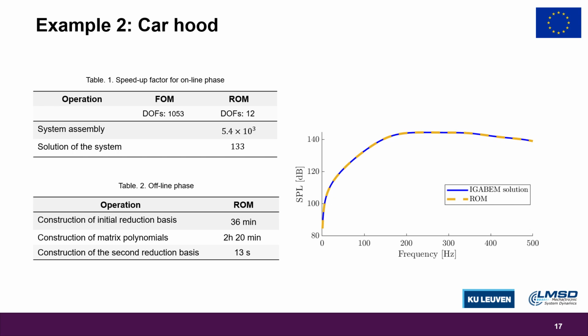And the construction of the second reduction basis is negligible, as we take advantage of the affine reduced representation of our IGA BEM system.